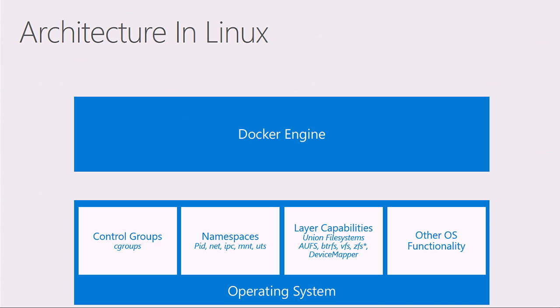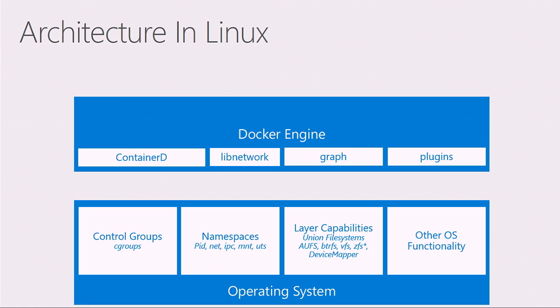And then there's some layer capabilities. And these layer capabilities come from things like the Union file system, AUFS and Btrfs, and all these different file systems that exist in Linux. But this is how we make these virtual representations of the file system. And then there's other OS functionality. And I kind of put this in the bucket of things like network plugins or volume plugins. So things that you can do in the operating system kind of as part of Docker, but not necessarily as the core part of it.